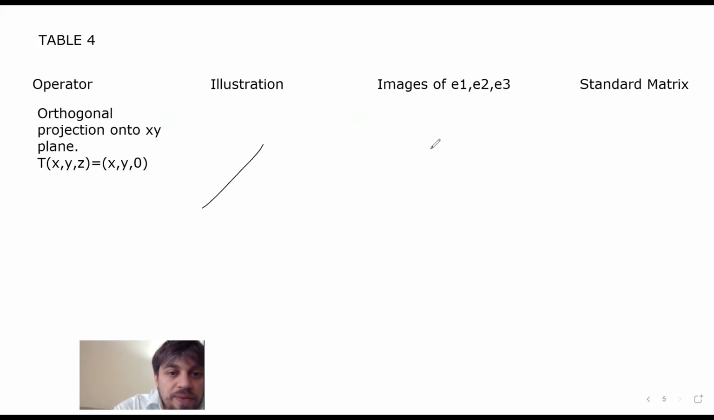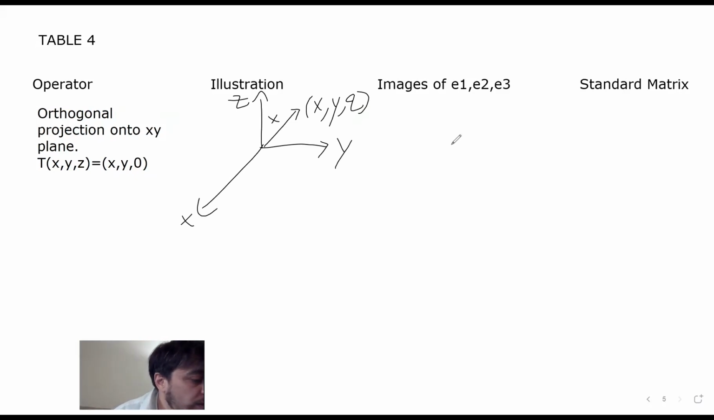So as an illustration, you have the x-axis, you have the y-axis, and you have the z-axis. And so if you have a vector x with components x, y, z, you just want to make the z component 0. So you just want to make its height 0. So you're like projecting this point onto the xy plane because you're making its z component 0. So this is x comma y comma 0. Okay, so that's T of x. X is representing the entire vector, 3-component vector.